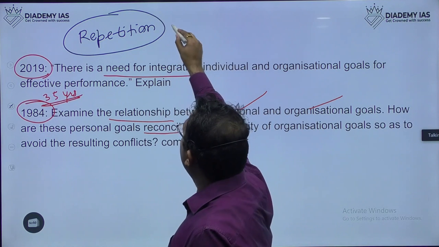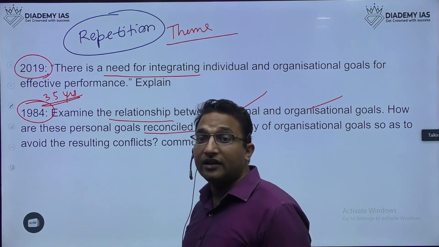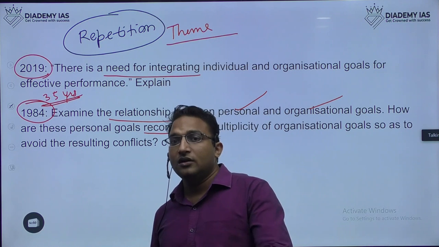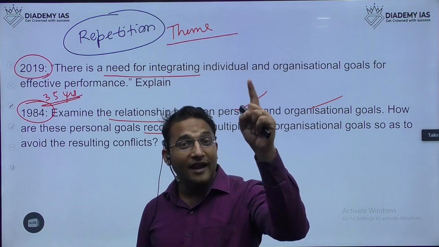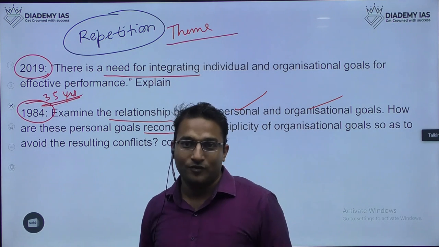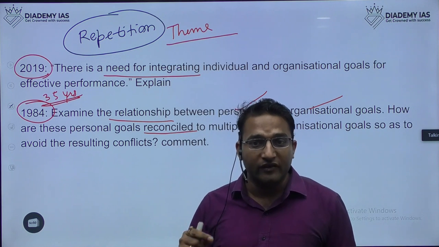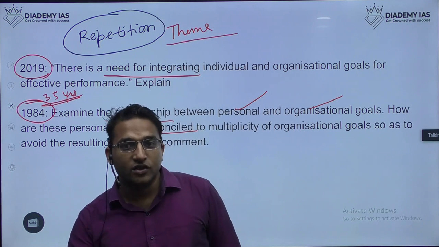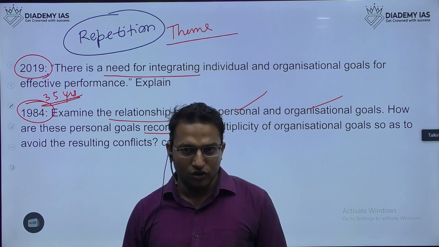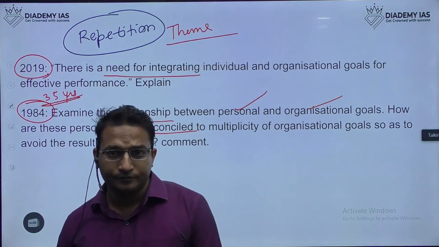I am focusing upon repetition of the theme. Even after 35 years, they are repeating the theme. So they are asking the same question after 35 years also, and many times they are asking the same question immediately in the next year also. So you should write the answer to the previous question. Every previous question which is there since 1979, almost the last 40 years, write the answers to all the questions, okay.